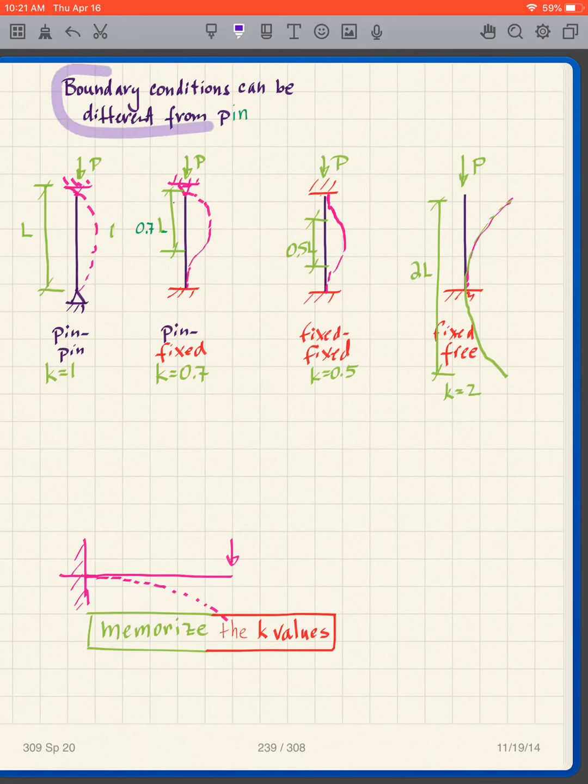Okay, boundary conditions can be different from a pin. And what do I mean by that? What we've shown here is that we've begun our analysis with a pin-pin condition. I have my column, it's pinned at this end, it's pinned at that end, and when it bends like that, that's your base case. We're going to call that K equals 1.